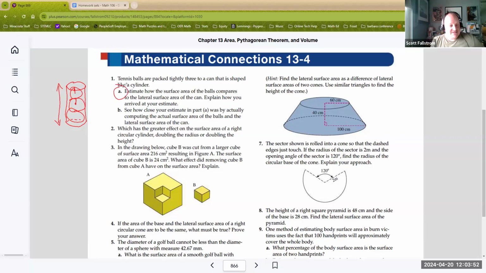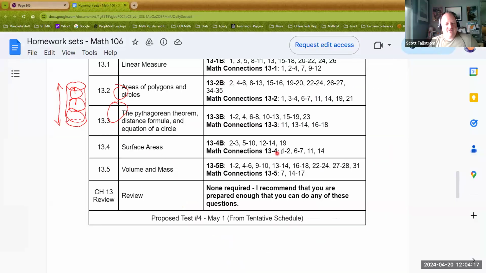Now, the first one does say estimate. The second one says actually go through and calculate it. So estimate how the surface area compares to the lateral surface area of the can. So you can say, hey, I think it's going to be most of this, more than this, less than this. I think it's going to be approximately this much, and then actually go through and compute it. Okay. All right. What else do we have?